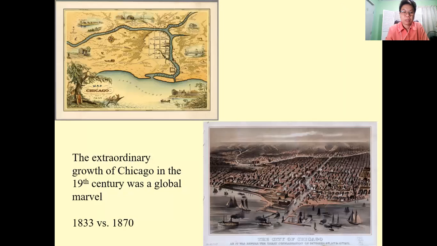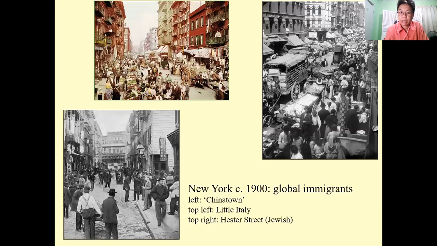In Chicago, there is also growth in terms of population from 1833 down to the 1870s. The migration was very fast, a very fast growth because of urbanization, and global immigrants came to America and New York. So there is a Chinatown actually in America. The left is Chinatown in Macau, and of course some of Hong Kong, and the top left is Little Italy, and top right is Hester Street in the Jewish quarter.